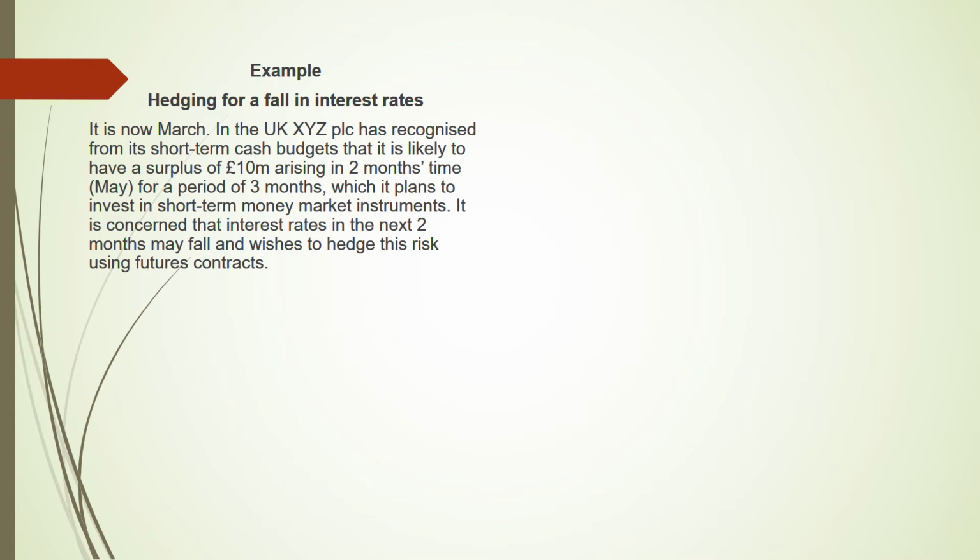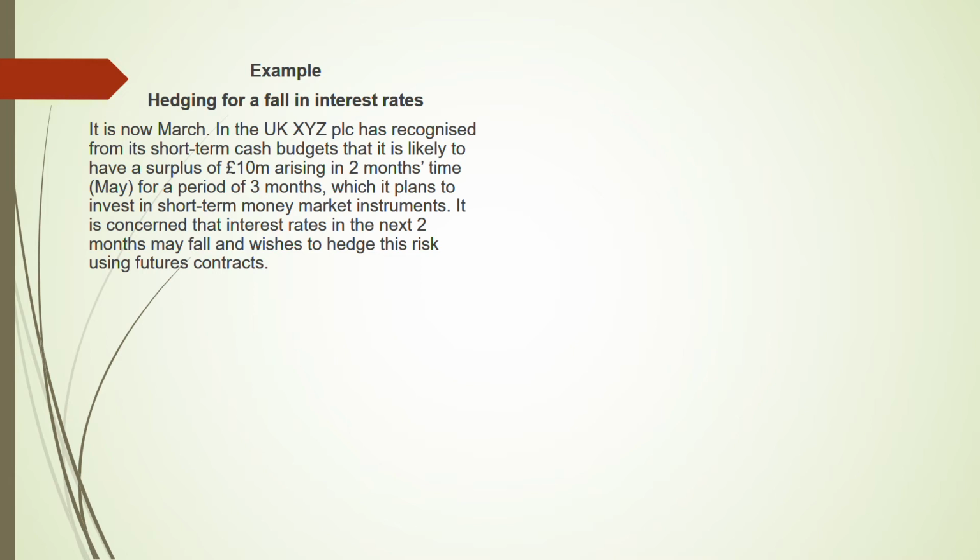In the UK, they have recognized a short-term cash budget and it's likely to have a surplus of 10 million pounds. It's a surplus arising in 2 months' time for a period of 3 months. I've told you, FRA rate, they will give you like this only. But they didn't give you the FRA rate here because the main thing is we are using futures here to show how futures are worked out. For a period of 3 months, so we are hedging for 3 months, which it plans to invest in short-term money market instruments.